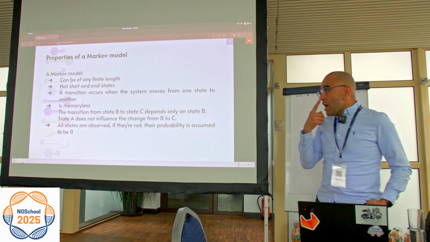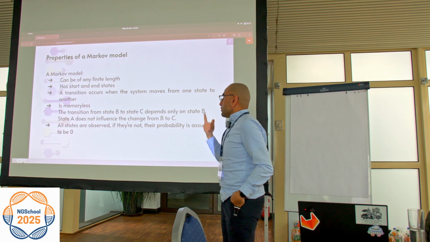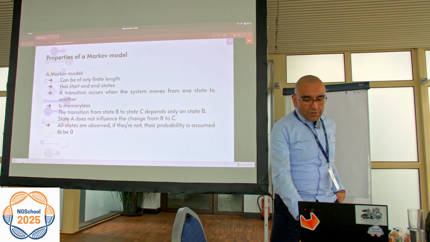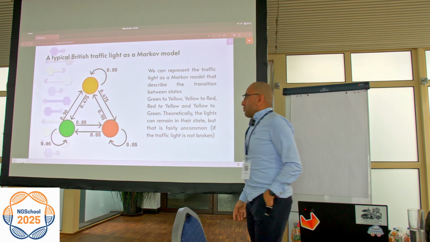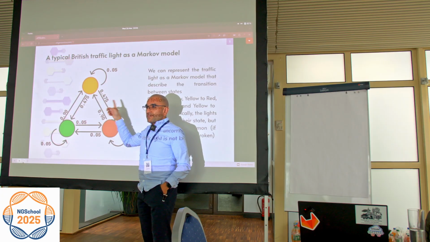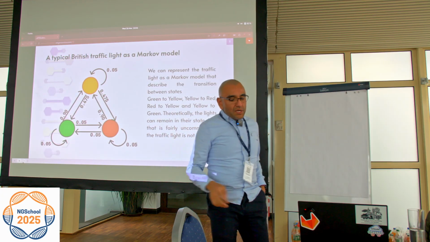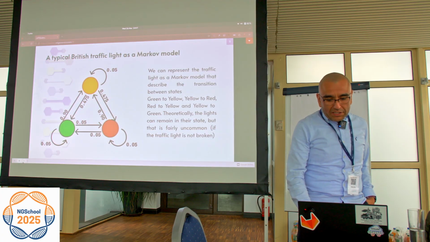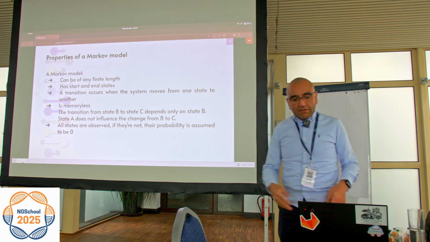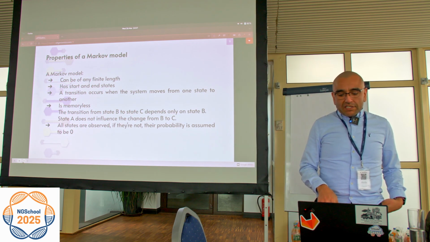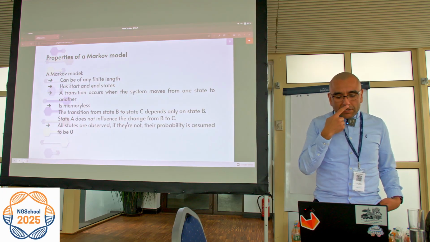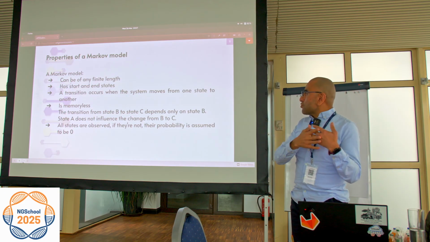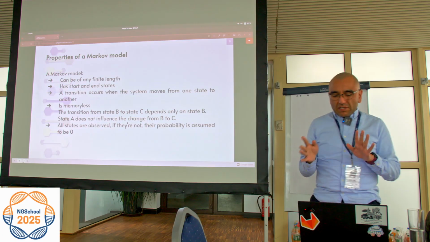Now, a Markov model needs to fulfill certain properties. It can be of any finite length. When it comes to the traffic lights, well, we don't really see a start and end because we assume that this is going on forever until the power goes out. But in reality, especially for Markov models applied to biological data, we assume that they have a finite length. They do have start and end states that are not present in the model that I just showed. And a transition occurs when the system moves from one state to another. The states we are going to cover later on.